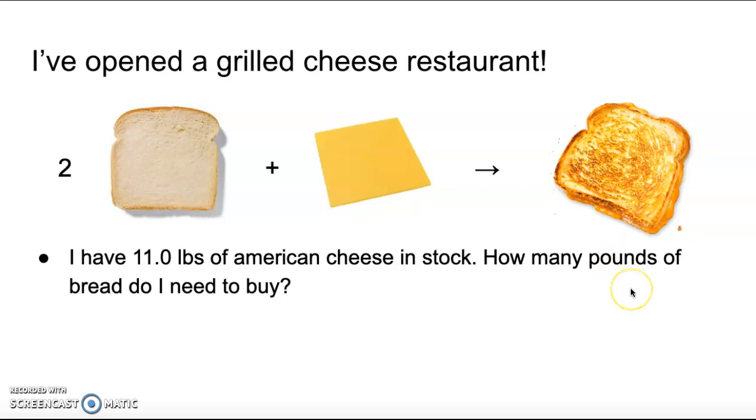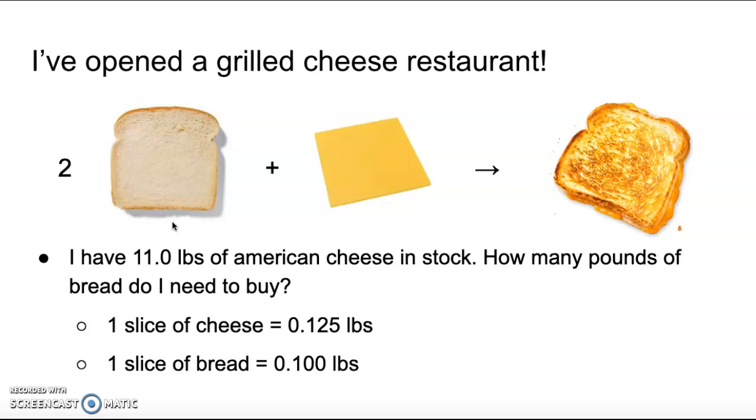All right, so the first thing that I'm going to need to know in order to do this is how much does 1 slice of cheese and 1 slice of bread weigh? Okay, and so 1 slice of cheese has a weight of 0.125 pounds, and 1 slice of bread has a weight of 0.100 pounds. So this information is going to allow me to convert from my mass into my units of slices here.